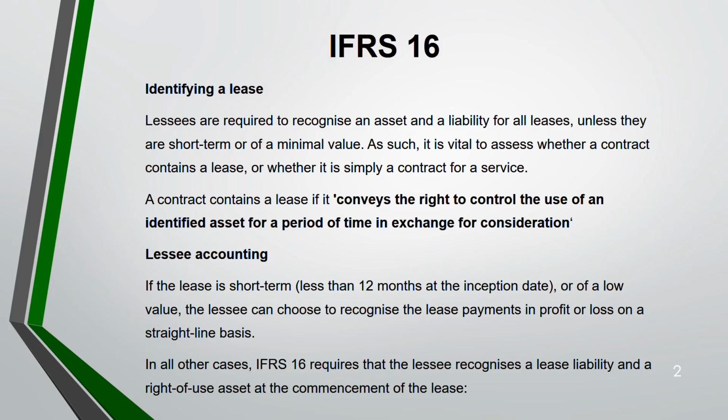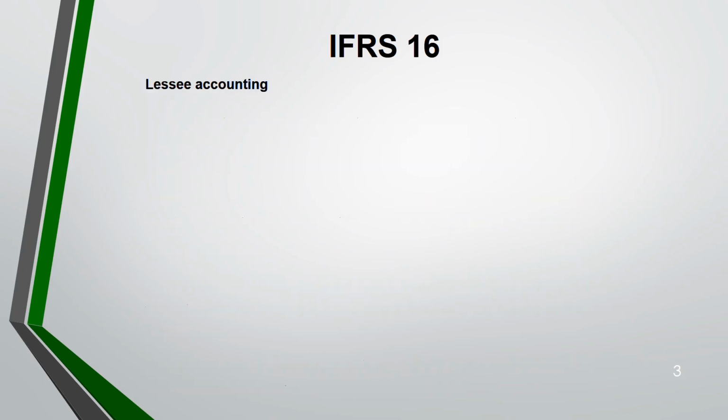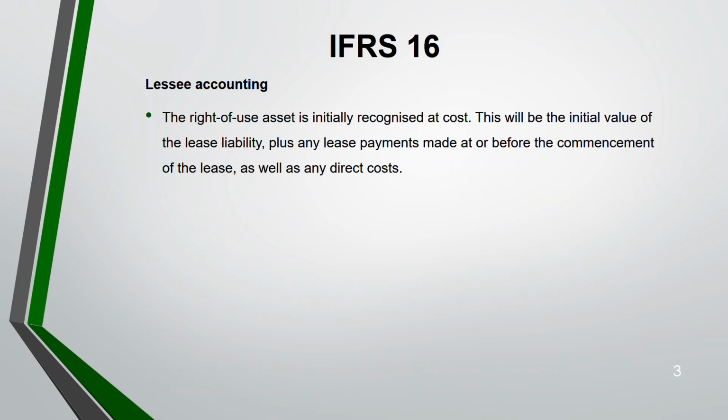In all other cases, IFRS 16 requires the lessee to recognize a lease liability and the right of use asset. So the asset that they recognize for using that asset is known as the right of use asset, and the lease liability when you start the lease. Now, the right of use asset, initially it is measured at cost.